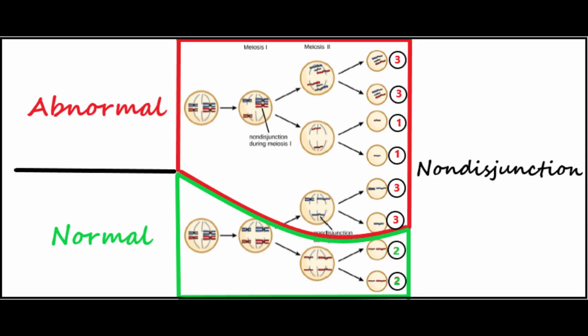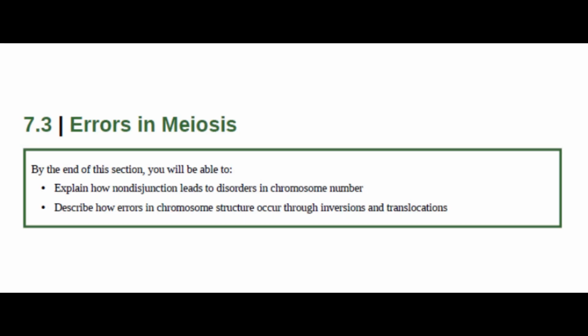Errors in meiosis. By the end of this video, you will be able to explain how nondisjunction leads to disorders in chromosome number and describe how errors in chromosome structure occur through inversions and translocations.